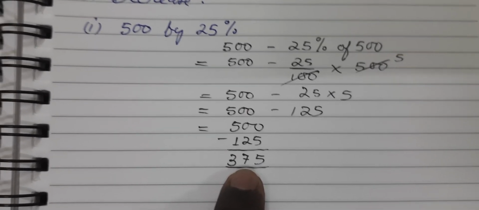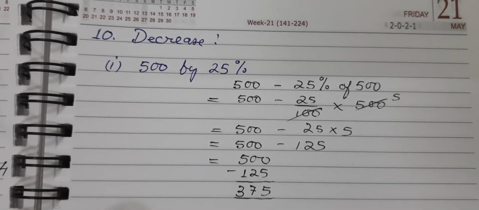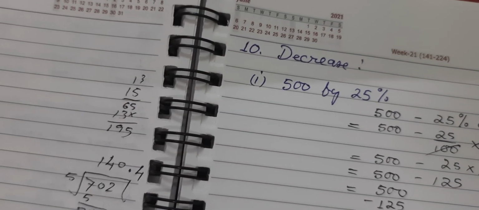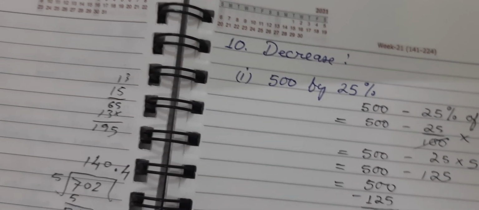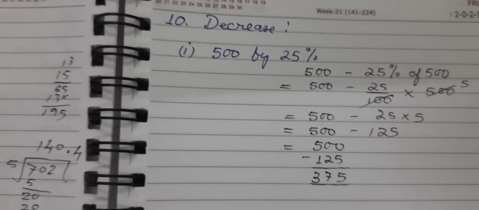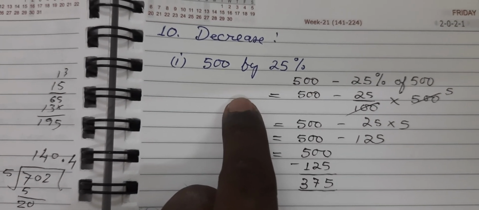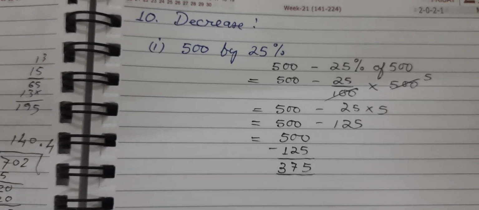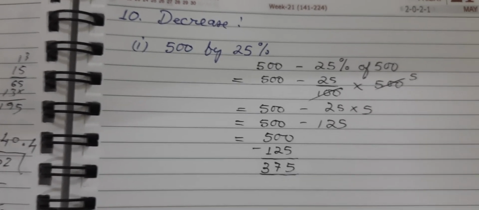Okay, now I expect you to do from this question number 10 the remaining part 2, part 3 and part 4 by yourself. It is same as this. The numbers are only different. Process is the same. So part 2, part 3 and part 4 are your homework.